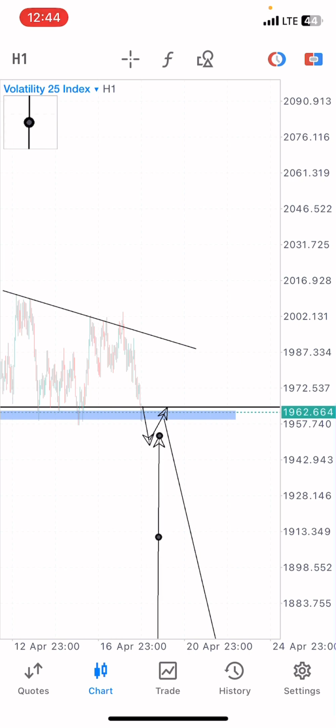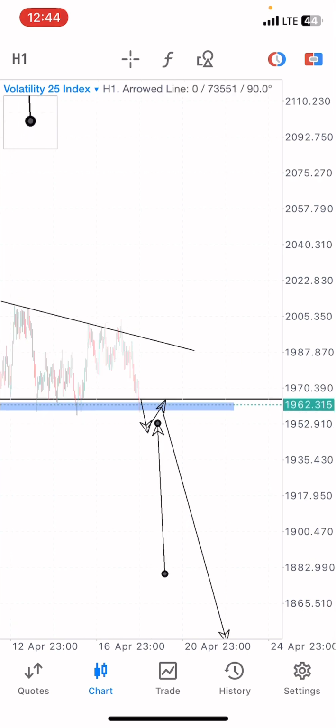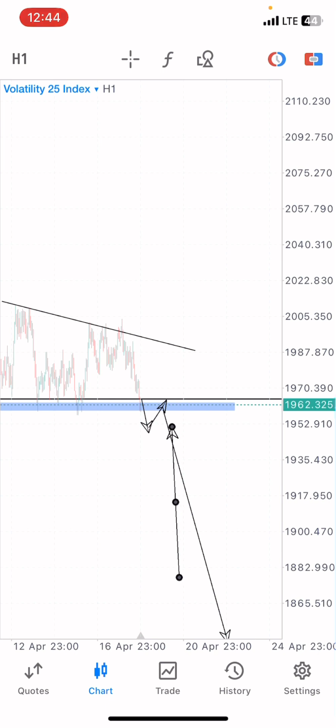So I think that's it, guys. That will be all. That's how we take advantage of the support and resistance levels in the market.